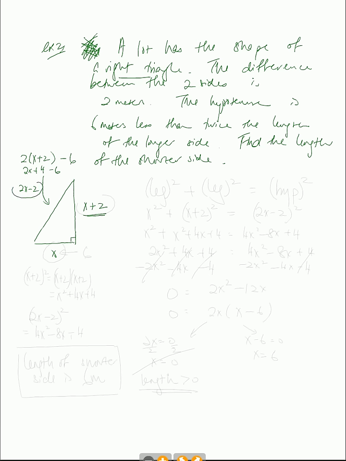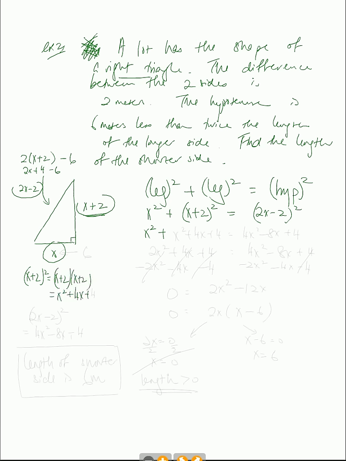Okay, so now these are my three sides, and now I'm using Pythagorean, which says that if I take the legs and I square them and I add them, it has to equal the hypotenuse squared. So one leg is x, I need to square that. The other leg is x plus 2, I need to square that. And the hypotenuse is 2x minus 2, which I need to square as well. So what I have is x squared plus x plus 2 all squared, which means x plus 2 times x plus 2, which is x squared plus 4x plus 4.